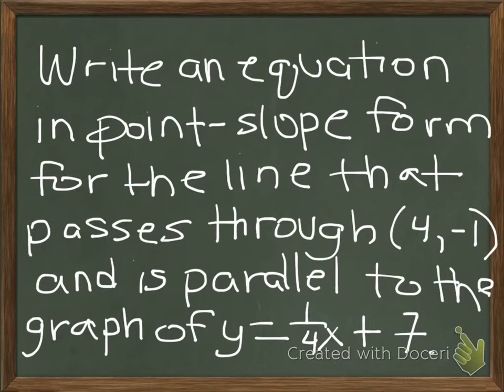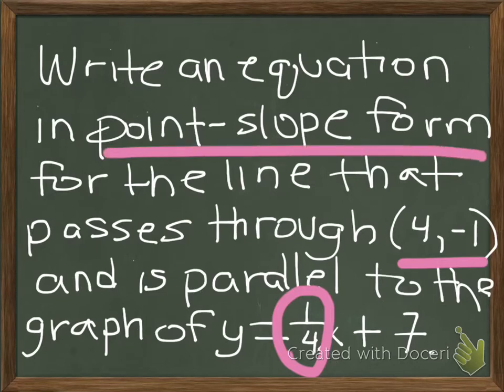So the slope is the number next to the x when you have slope-intercept form. So in this case, the slope for this equation is 1/4. If I'm writing an equation that's parallel to that, I'm going to use 1/4 for my slope. The point that they give me is 4, negative 1. So if I'm writing this in point-slope form, I'm going to take the point and the slope and put it in that form. So we have 4, negative 1.